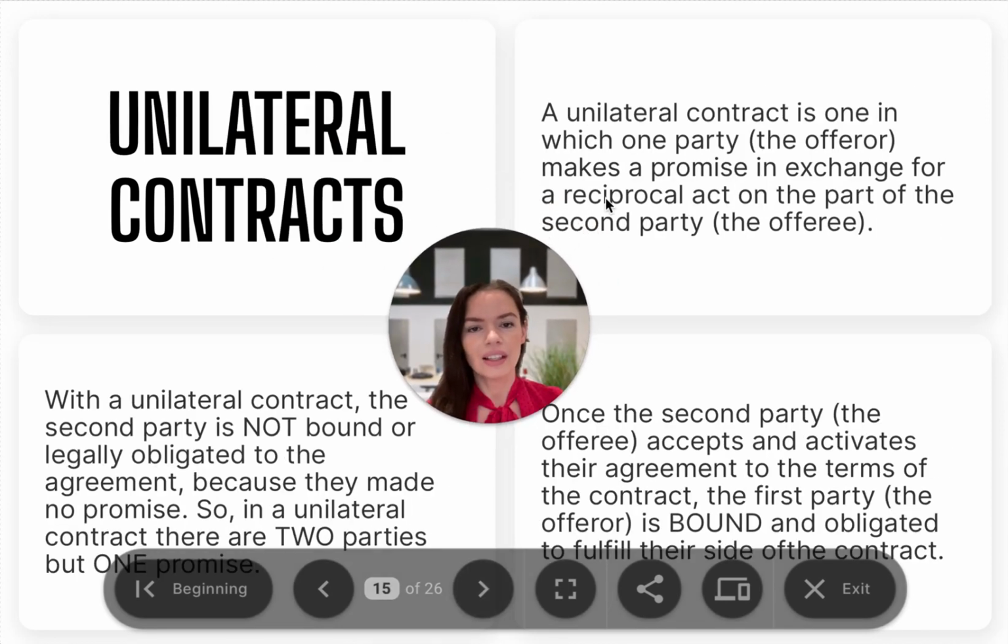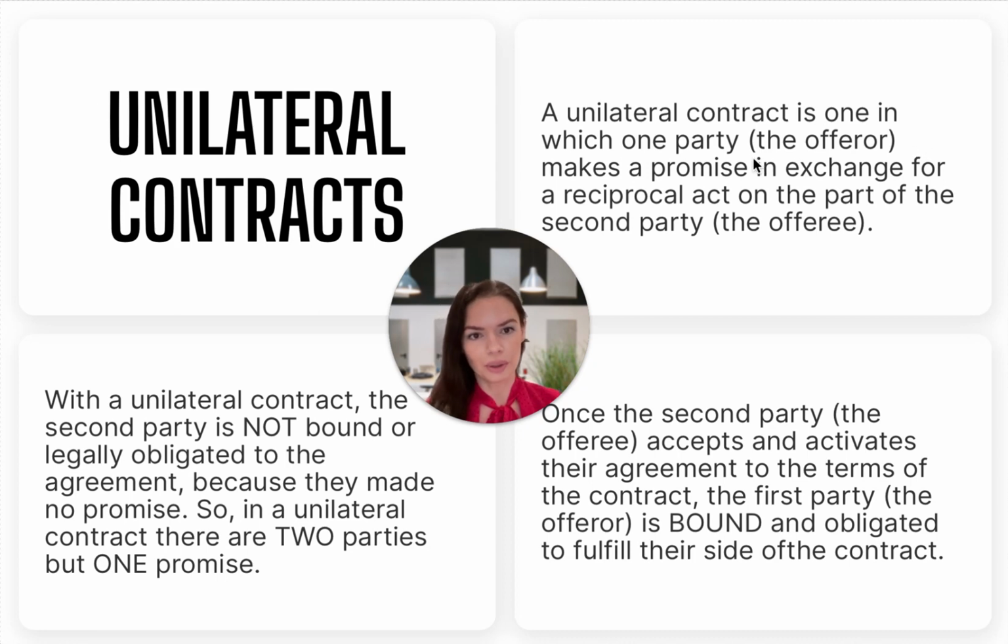Unilateral contracts. A unilateral contract is one in which one party, the offeror, makes a promise in exchange for the reciprocal act on the part of the second party, the offeree. With a unilateral contract, the second party is not bound or legally obligated to the agreement because they made no promise. So, in a unilateral contract, there are two parties but one promise. Once the second party, the offeree, accepts and activates their agreement to the terms of the contract, the first party, the offeror, is bound and obligated to fulfill their side of the contract.